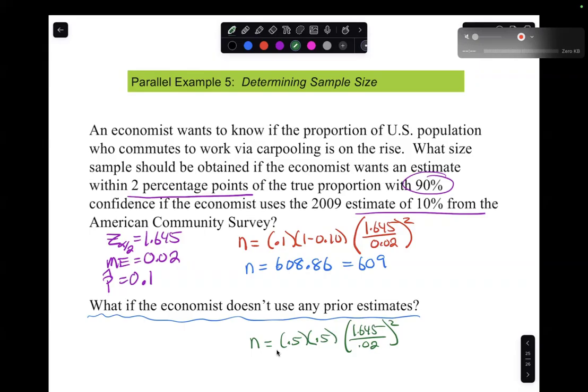Wouldn't it be 0.5 times 1 minus 0.5? Yeah, but 1 minus 0.5 is just 0.5, so I just put it. Oh, gotcha. Yeah. If you want to put it that way in your calculator, that's fine. I'm feeling a little lazy. I think you're going to be aghast at how big the difference is.